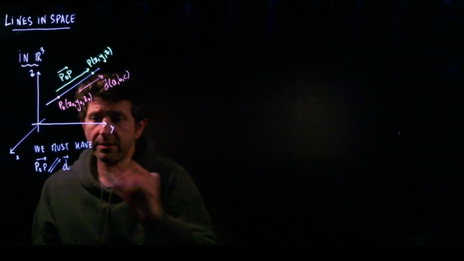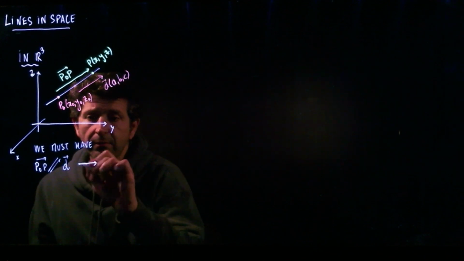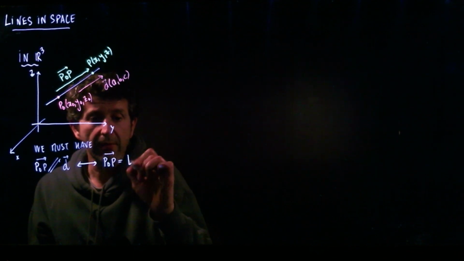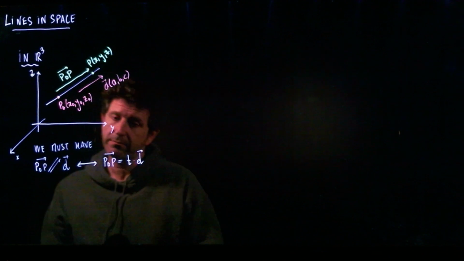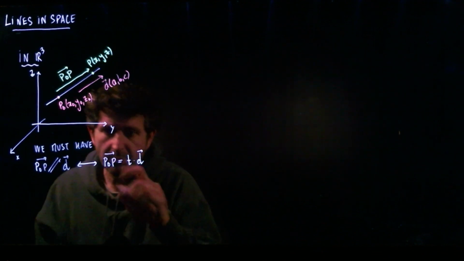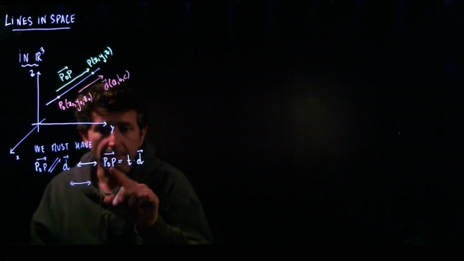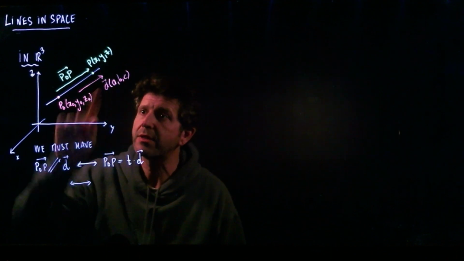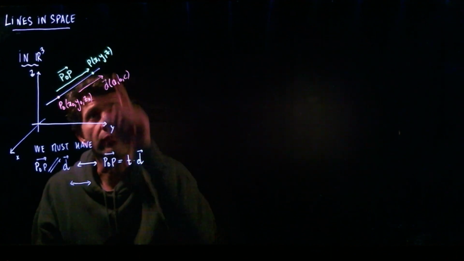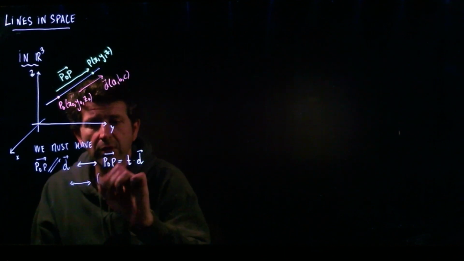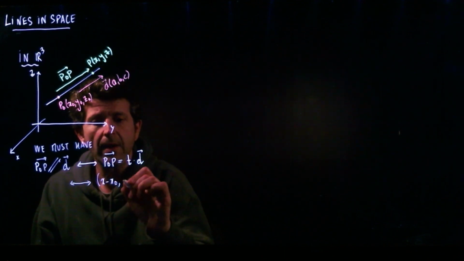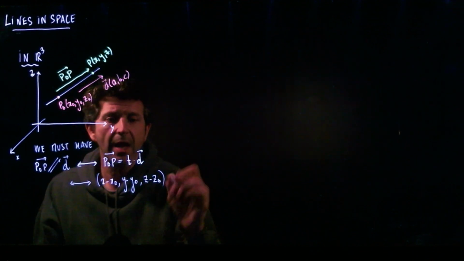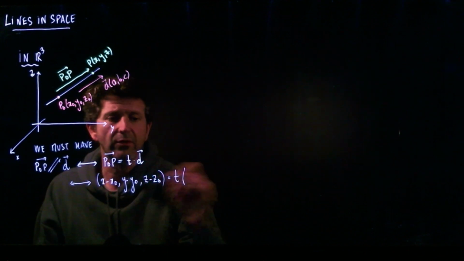And this is equivalent to what? This is equivalent to saying that P0P is equal to a multiple of D. Now what's P0P? How do you find the components of this vector? Well, you just subtract the coordinates of the endpoints, the end minus the original. So x minus x0, y minus y0, and z minus z0 has to equal t times vector D, which is ABC.